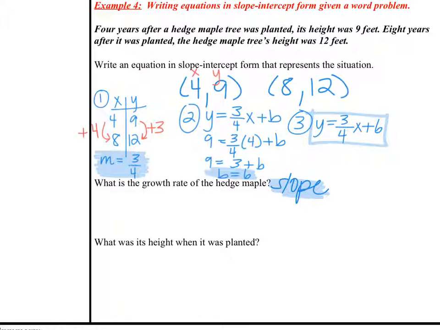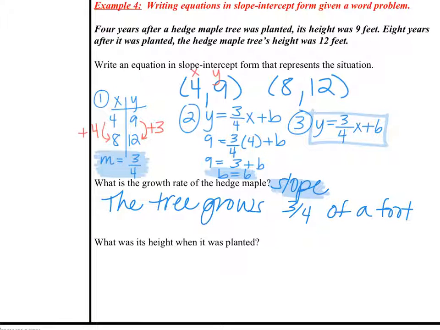When I'm asking for the growth rate, I usually want per 1. So let's write in a sentence, the tree grows 3/4 of a foot. I need units here. Per year. If you put 0.75 feet, that's also fine. It's a word problem, that's acceptable.